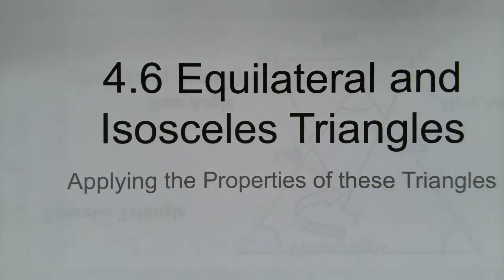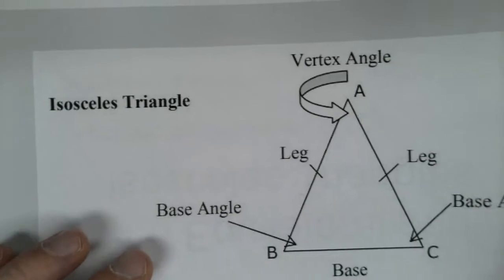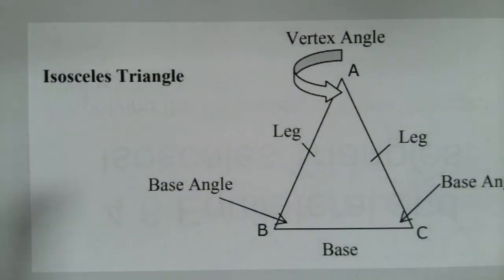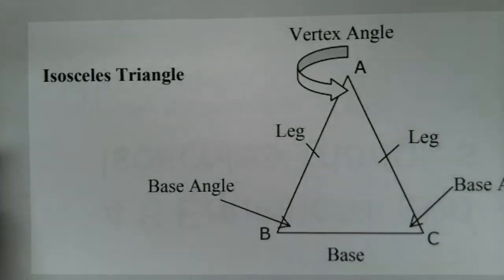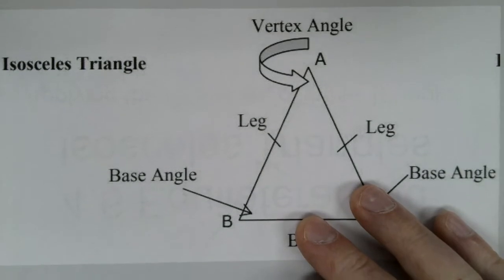Okay, so lesson 4.6 is equilateral and isosceles triangles, and I know that we have already discussed what these two types of triangles are, but our main objective in this lesson is to be able to apply the properties of these triangles. So let's just briefly talk about the triangles here and the main properties that you're going to be utilizing.